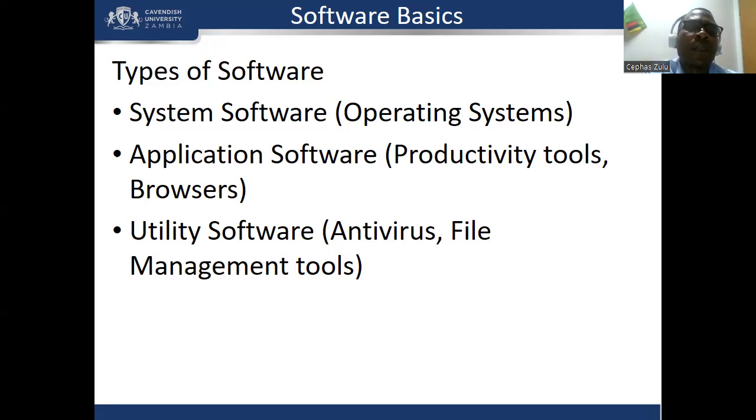So now we're looking at types of software. The first category of software is called system software, also known as operating systems. This is software that we normally use to allow hardware to hardware interaction. In short, this software allows the hardware to communicate with each other at their level as machines.